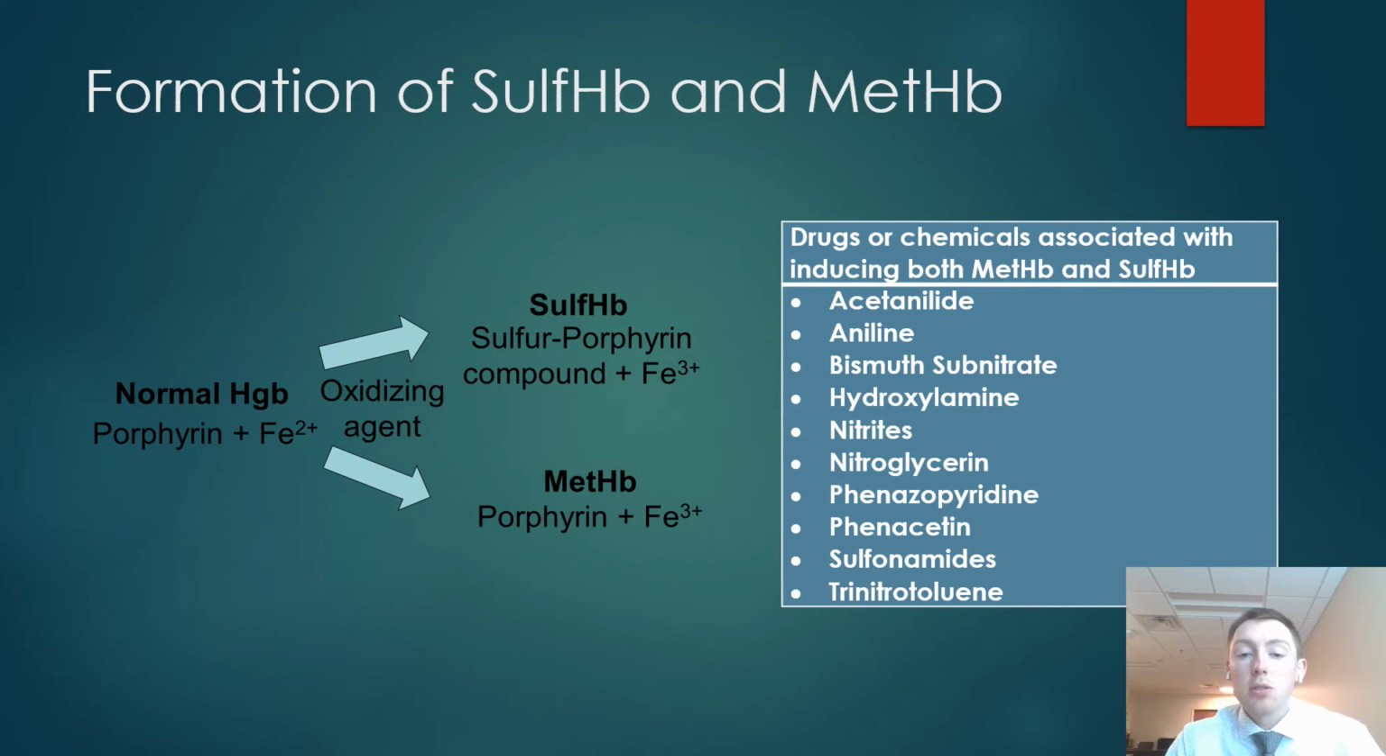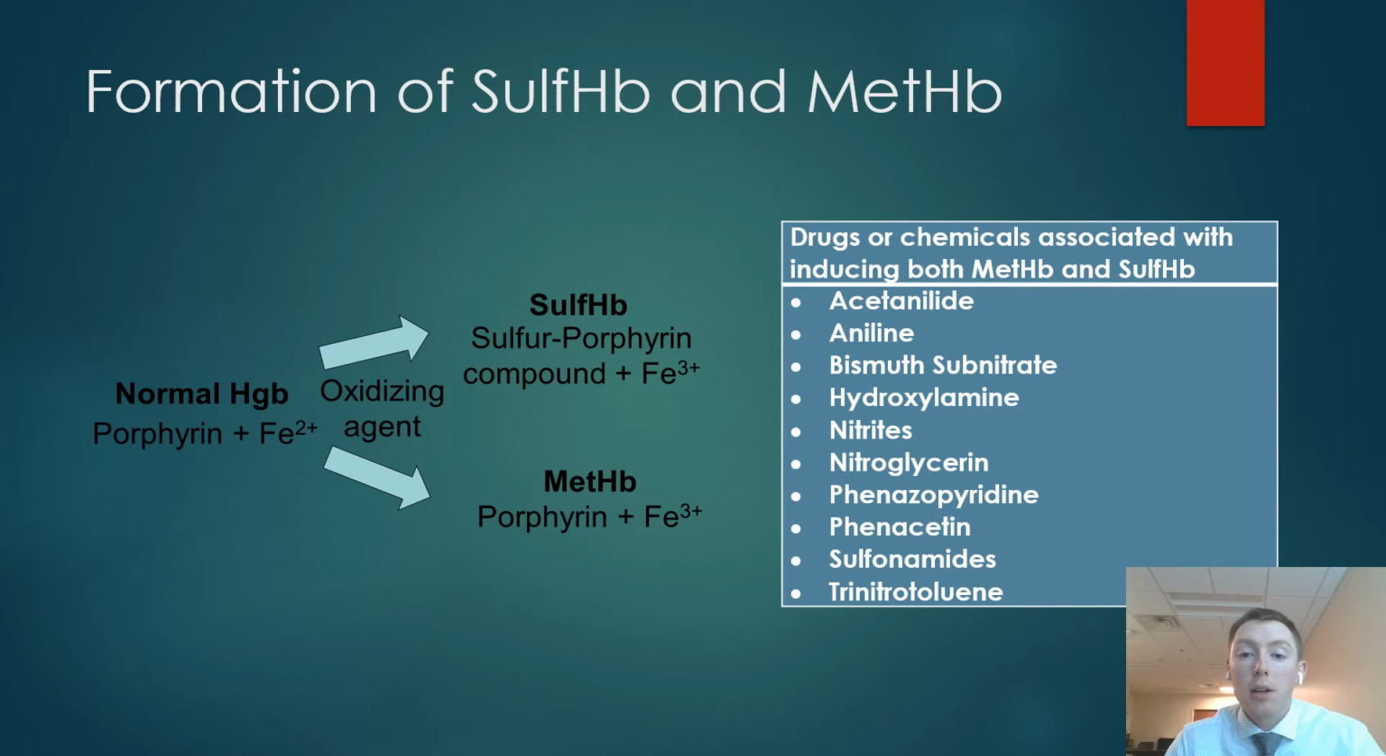This diagram shows the formation of both methemoglobin and sulfhemoglobin. Just a reminder from biochemistry, normal hemoglobin is made up of a ferrous ion, which is a 2+ iron, associated in a porphyrin ring. In the presence of oxidizing agents, however, the ferrous iron is made into ferric 3+ iron. This version of hemoglobin is unable to carry oxygen.